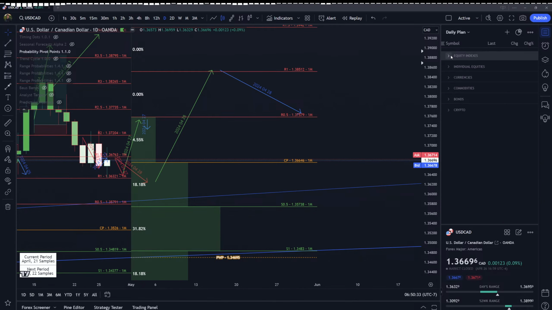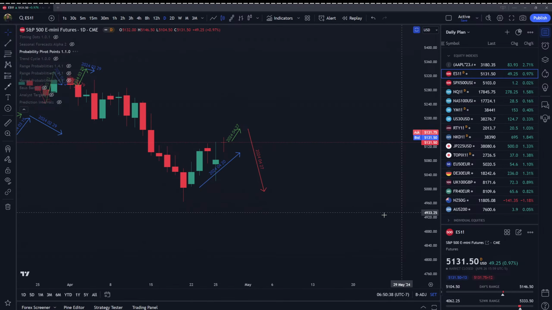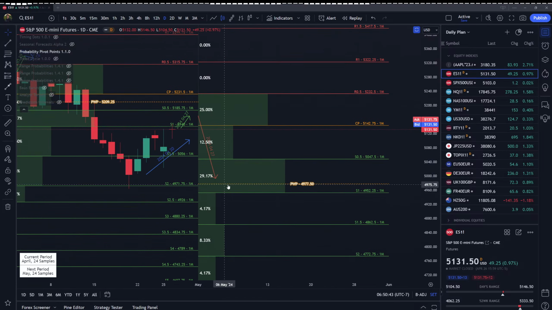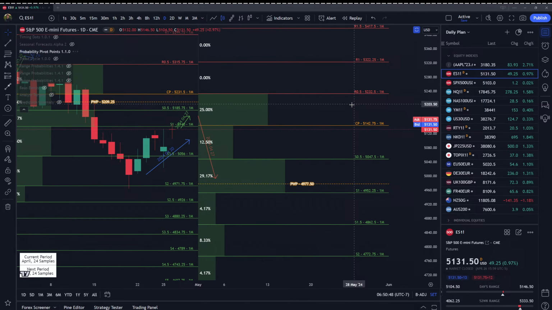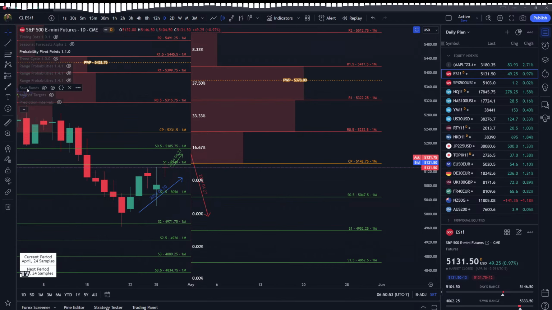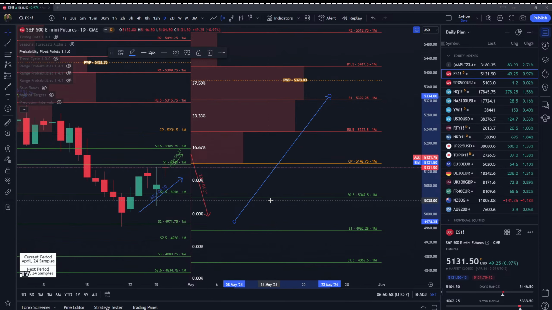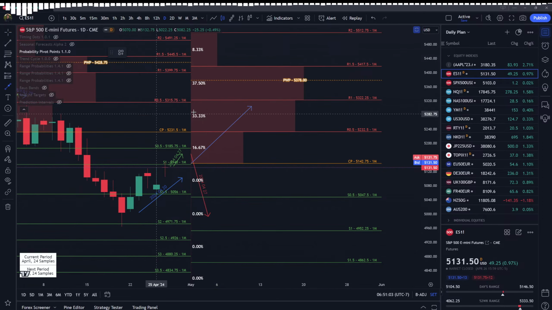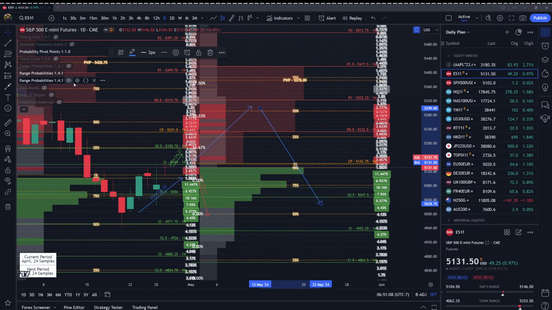So let's go ahead and check out equities. Yeah, going down to here makes sense to me for the month ahead. And going higher also makes sense. Or going higher right off the bat, and then falling down. But I don't know. We'll see.